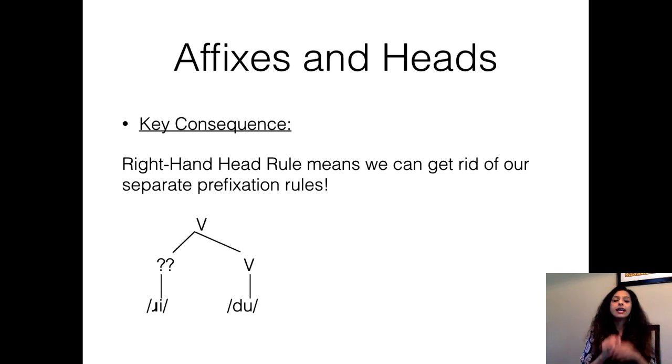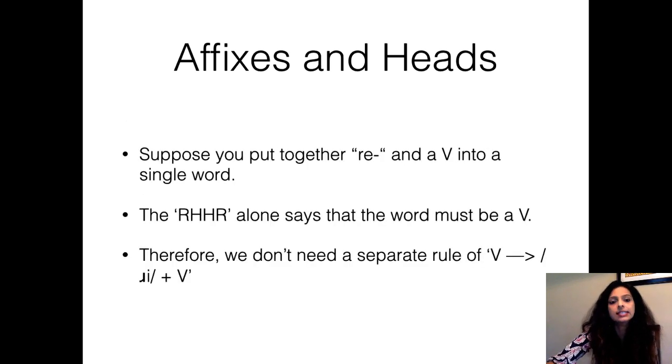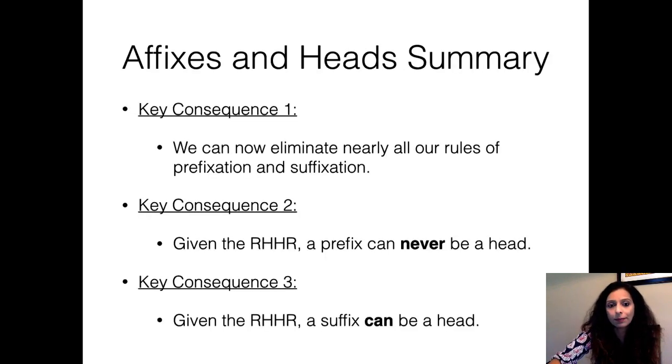The right-hand head rule says if you have a prefix re attaching to the verb do, just copy up the part of speech of the verb all the way up to the top, right? We will not worry about what the category of prefixes are, just because it doesn't really matter. Prefixes are inconsequential to determining the category of the resulting word, so we won't worry about that. And therefore, now we don't need a separate rule, which was re plus verb gives you a verb. All that it says is the right-hand head rule says the word must be a verb because the second part of that particular word is a verb.